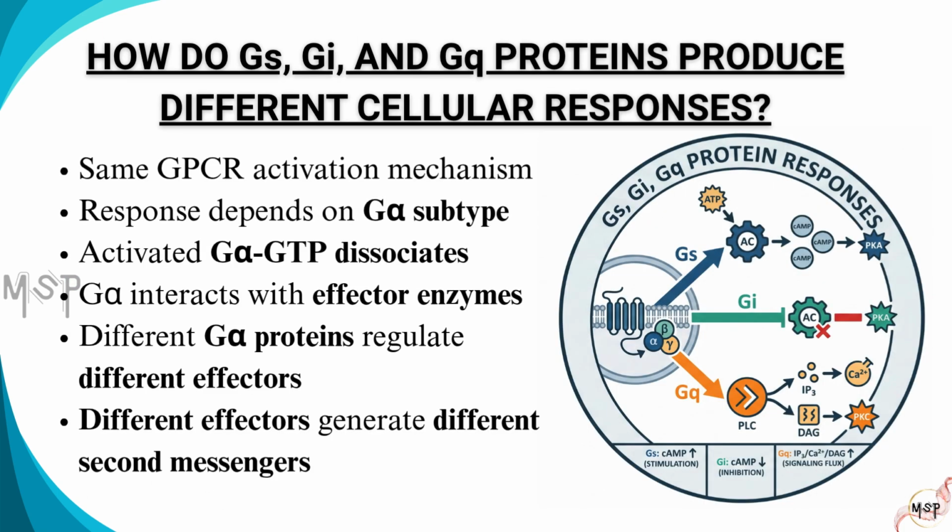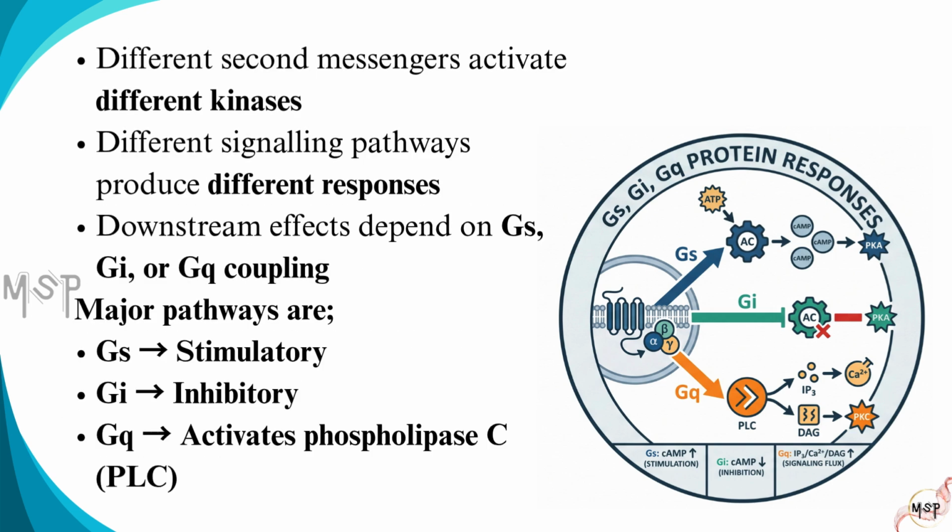Let us now examine how GS, GI, and GQ proteins produce different cellular responses. Although all GPCRs share the same basic activation mechanism, the cellular response depends entirely on the identity of the activated G-alpha subunit. Once activated, the G-alpha GTP complex dissociates and interacts with specific intracellular effector enzymes. This is where signaling pathways begin to diverge. Different G-alpha proteins regulate different effector enzymes. These effector enzymes generate different second messengers, activate different protein kinases, and ultimately trigger distinct cellular responses.